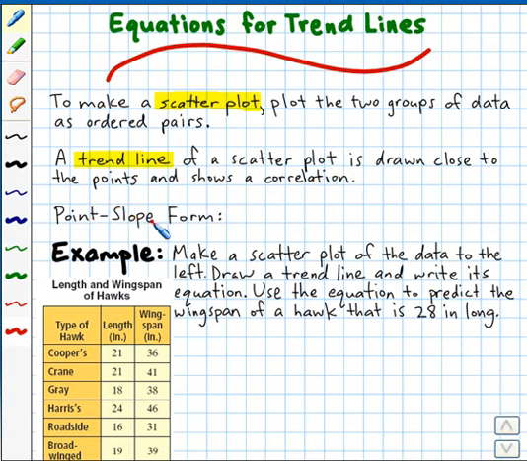And finally, the point slope form of a linear equation is y minus y sub 1 equals m times x minus x sub 1, where m is the slope of the line and the point x1, y1 is on the line.